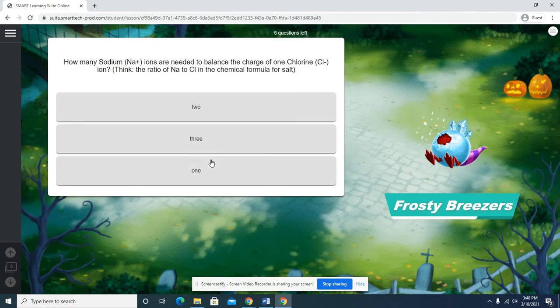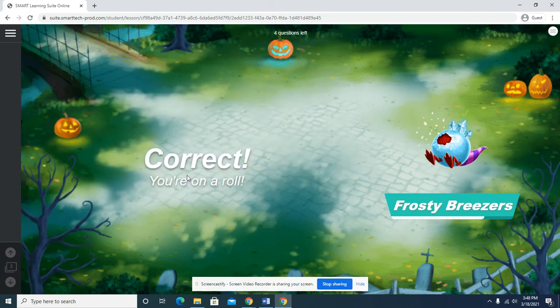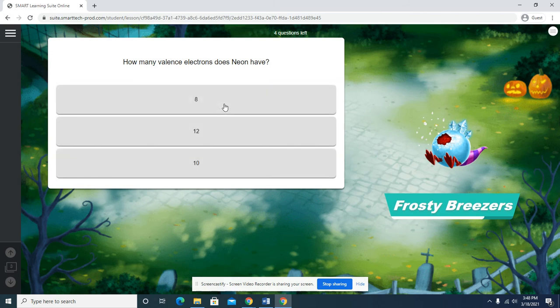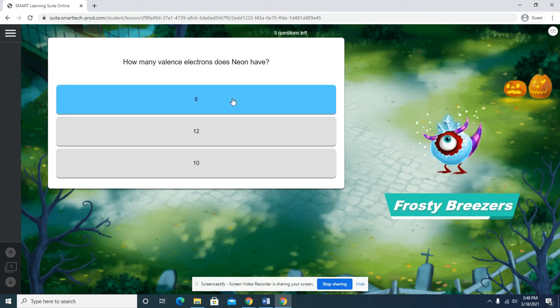How many sodium ions are needed to balance the charge of one chlorine ion? So, in other words, what's the chemical formula for salt? Are there any subscripts? If there aren't, then we only need one. We need one of each. And there aren't any subscripts, so we only need one. How many valence electrons does neon have? Neon is in family 18, so it has 8.